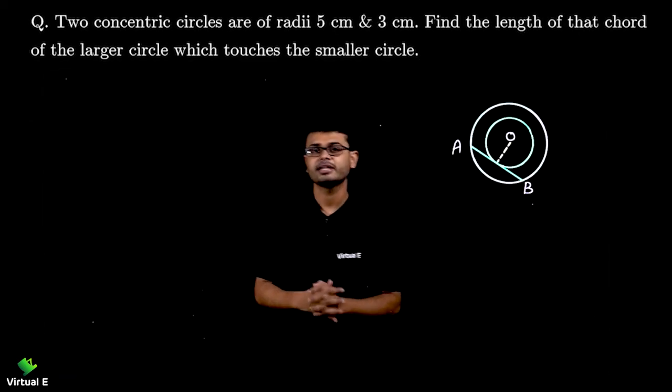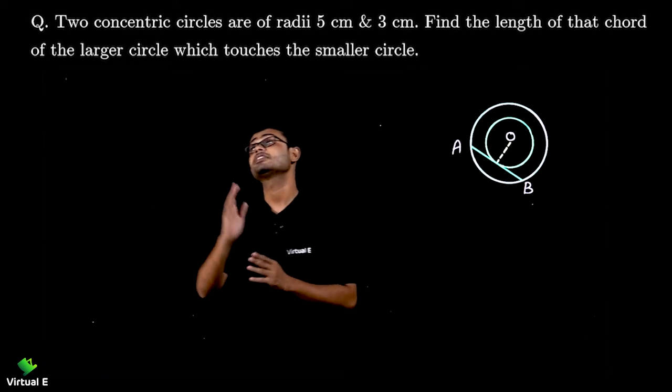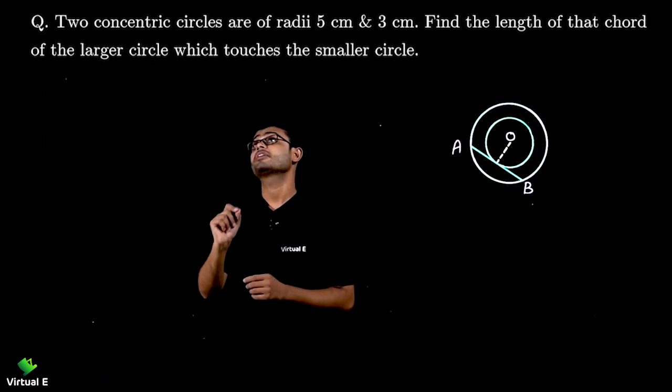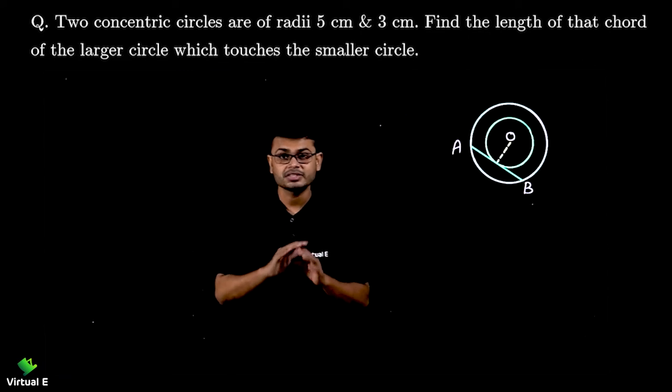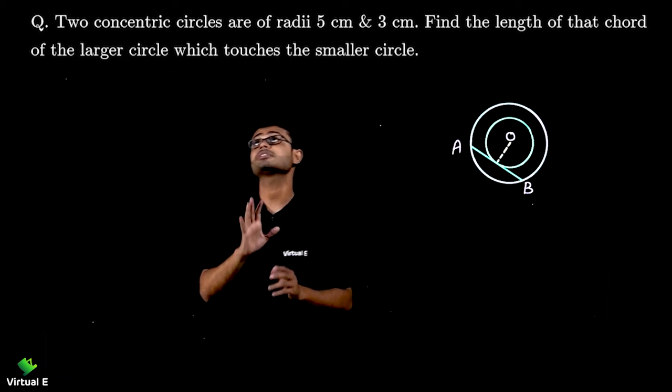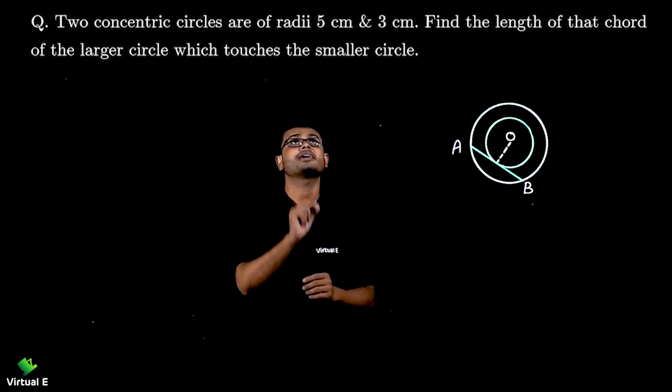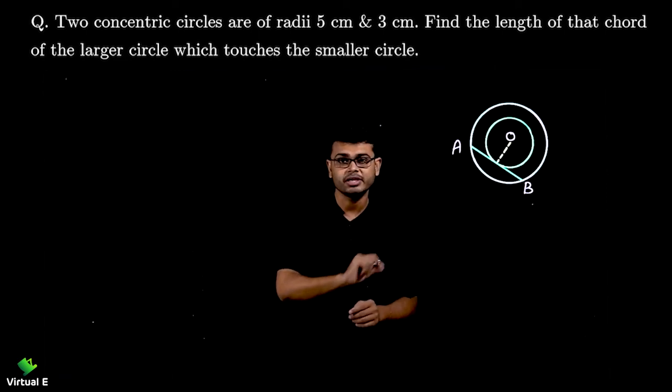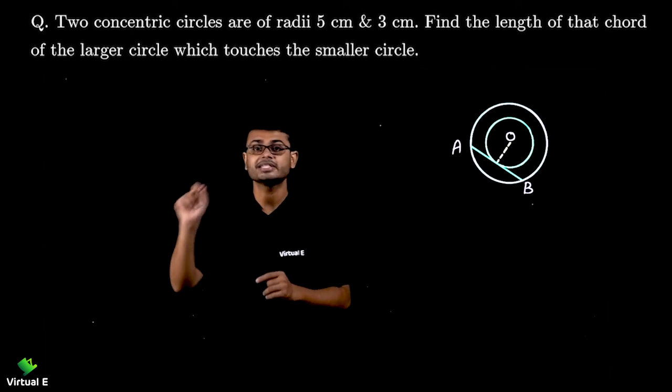Let's do one sum related to concentric circles. Let's read the question first. Two concentric circles of radii 5 cm and 3 cm. The case is already given in the question that it is a case of two concentric circles. So there are two circles with the same center.